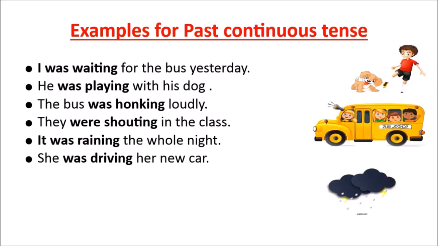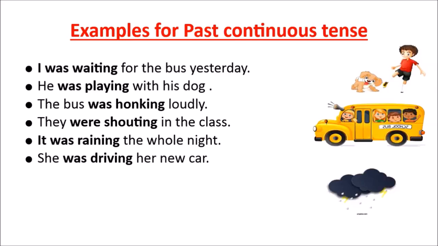Look at the next example. They were shouting in the class. So what were they doing? They were shouting in the class. So this action cannot happen for a long period of time because it will disturb the other classes too. So it was happening for a short period of time. That's why we are using were shouting.